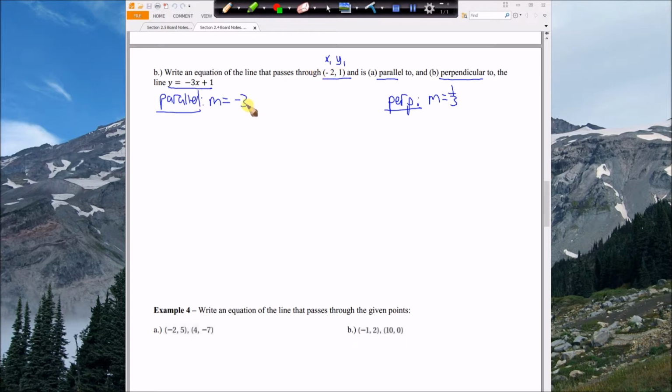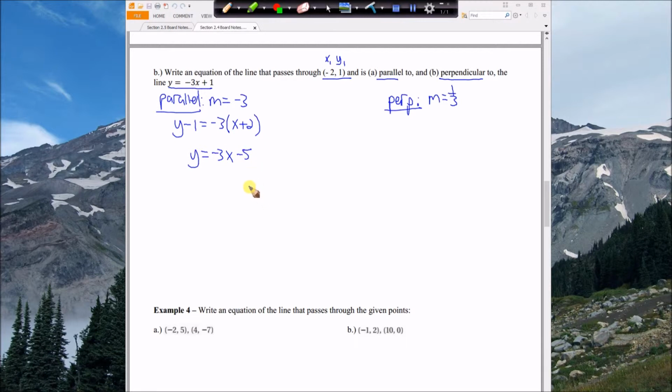So we substitute that in, and what you get is y minus 1 equals -3 times x plus 2, okay, from here. And if you simplify that, in the end you find y equals -3x minus 5. Right?